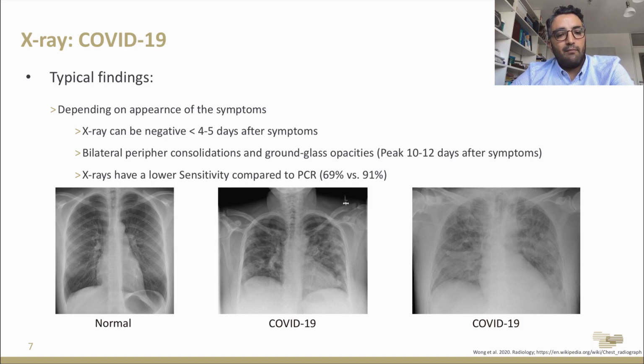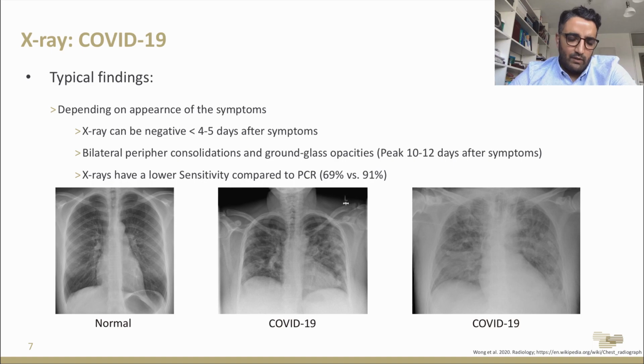Usually, X-ray can be negative if you take it at the beginning of the symptoms, on the 4th, 5th day, or the first days when the patients have symptoms. They have an image like this, a normal X-ray image. And when they get worse, they develop bilateral, meaning on both lungs, consolidations and ground glass opacities. They are subpleural or peripheral. They are not central near the heart, but in the peripheral area of the lungs.